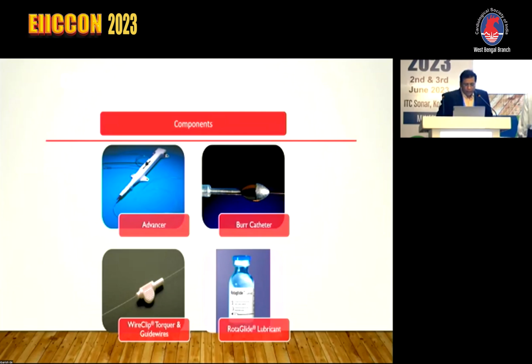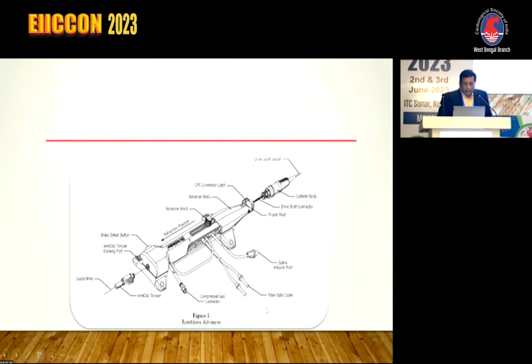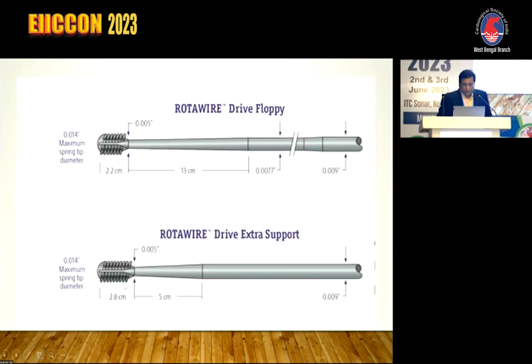And then we have an advancer. The advancer has multiple knobs. So this is basically the advancer knob. In RotaPro you press it and go forward. In Rotalink the pedal works, and you go forward and backwards with this knob. And then there is a wire brake system. You have multiple connectors, and then there is a drive shaft through which the rotablator burr is attached here.